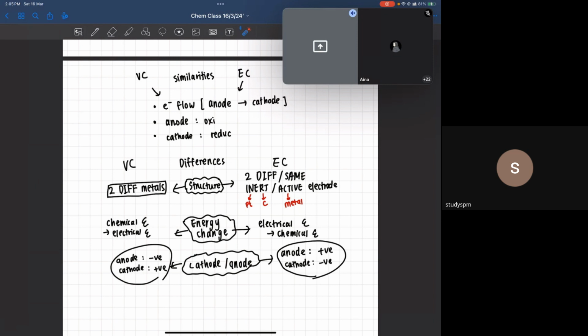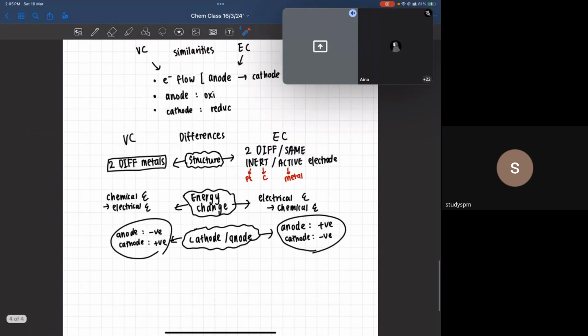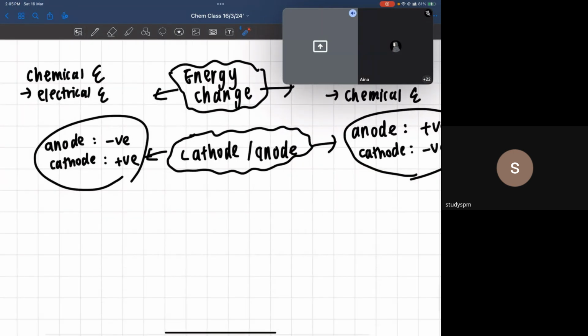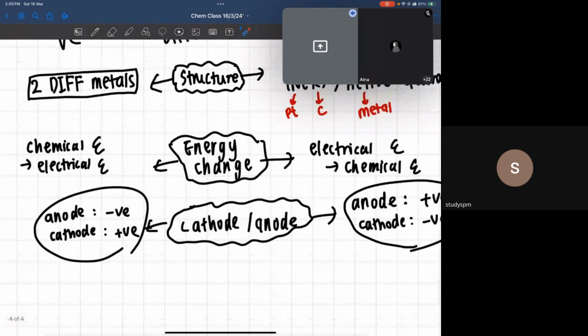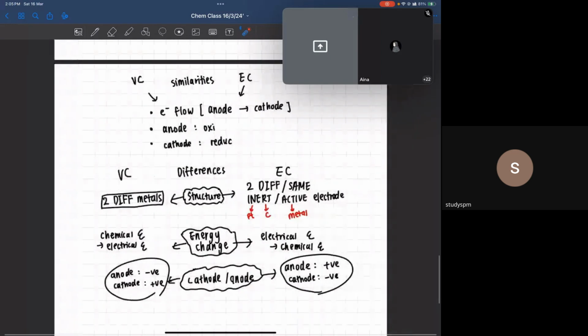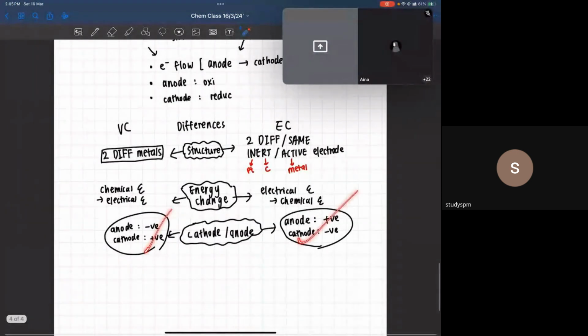Just bear in your mind that electron flow from anode to cathode, no matter whether it is a voltaic cell or an electrolytic cell, electron always flows from anode to cathode. The current is reversed, cathode to anode. And then the negative terminal and the positive terminal are also the same thing. If you know this, you can differentiate already. If you know these three, you can get full marks for this part already.